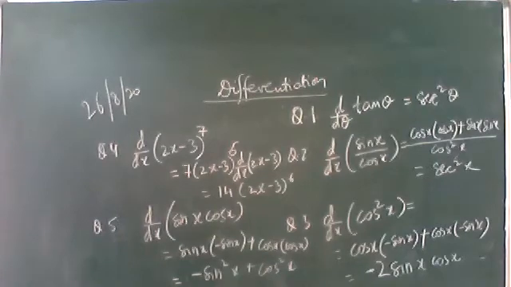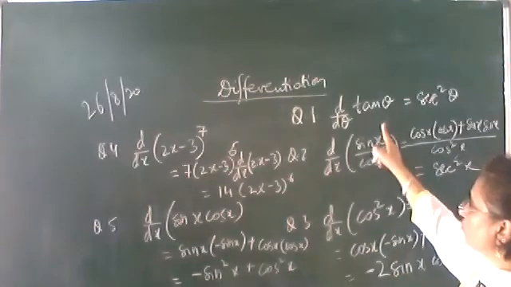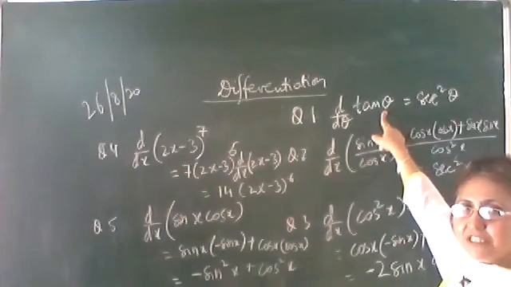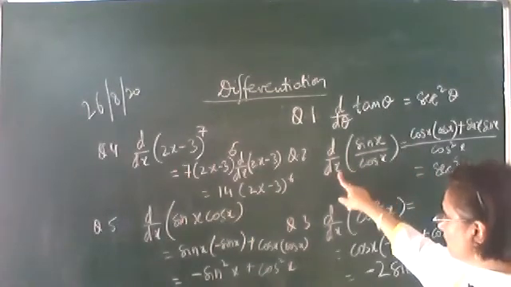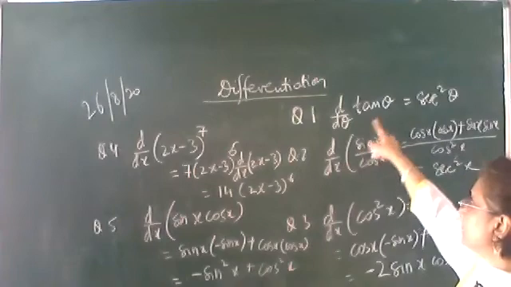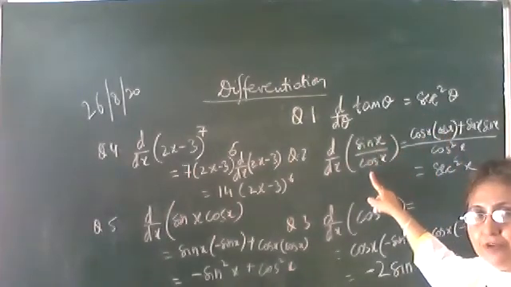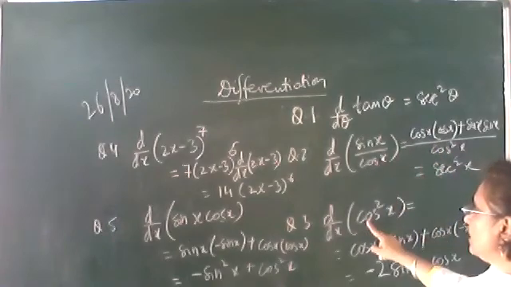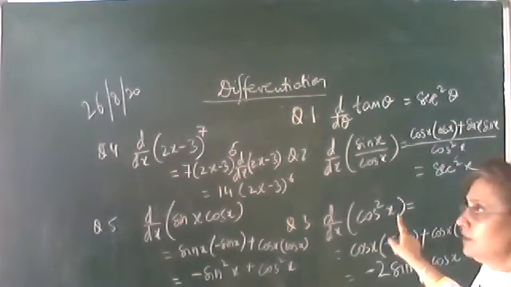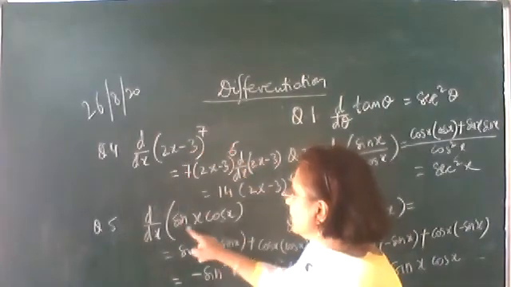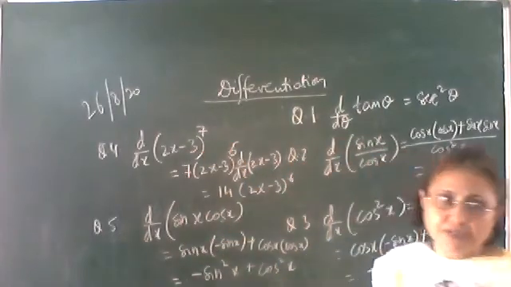Are you getting this answer? Yes, ma'am. Okay, so few questions we have done. Here theta is the variable, like here x is the variable, so d by d theta of tan theta is sec square theta. This is in the form u upon v. Use the formula accordingly. This is u into v. This one, ax plus b raised to the power n. This one again is in the form of u into v.